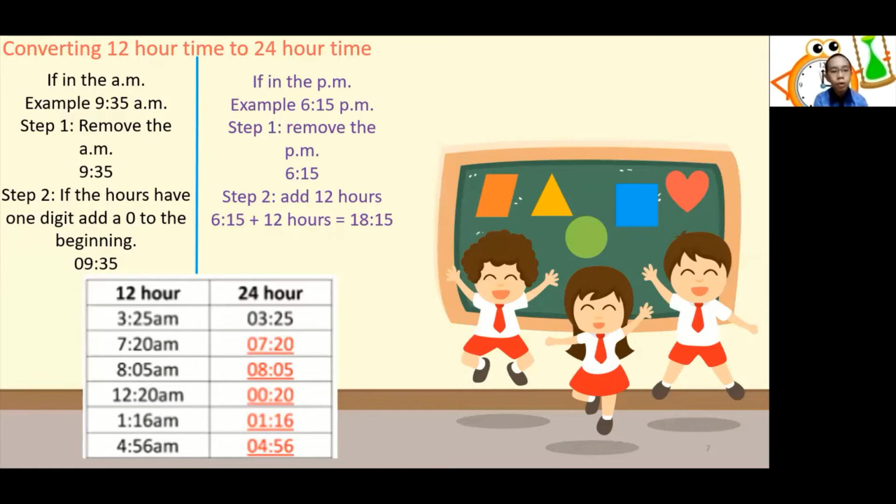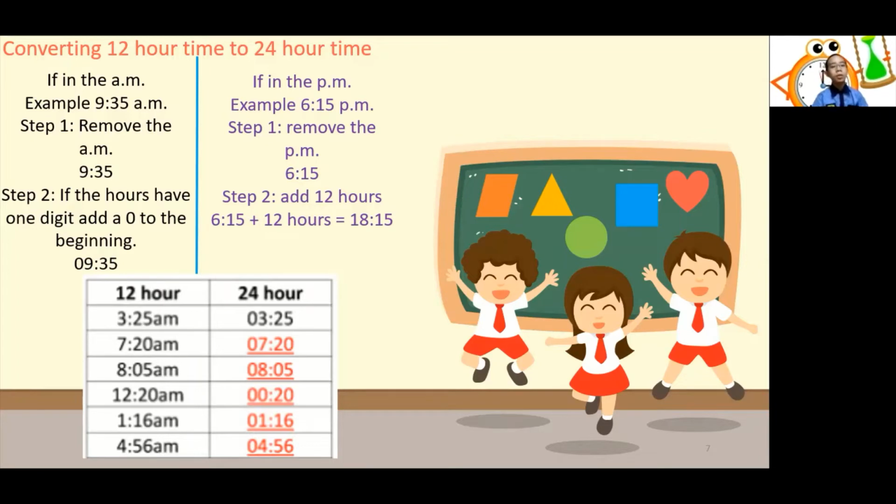And one important thing is midnight, 12 a.m. For 12 a.m., we cannot do it like this. Firstly, we remove the a.m. and we change 12 into 0. And we get 00:00.